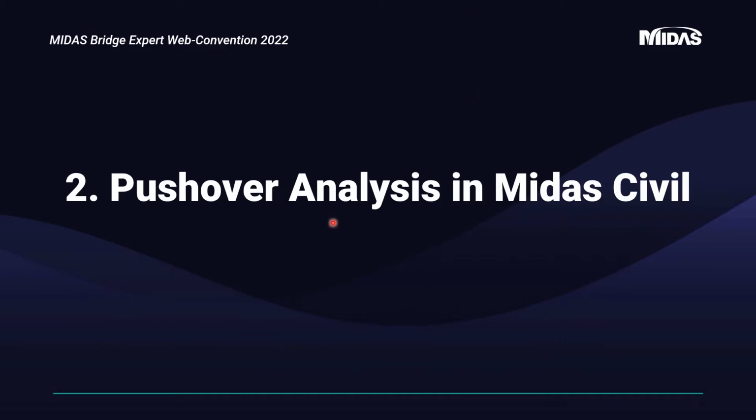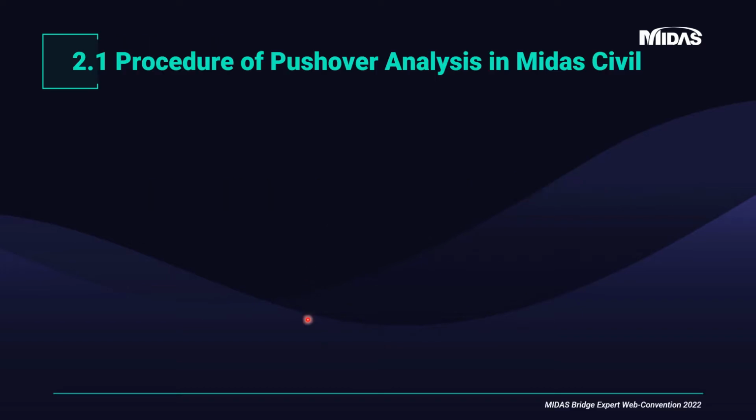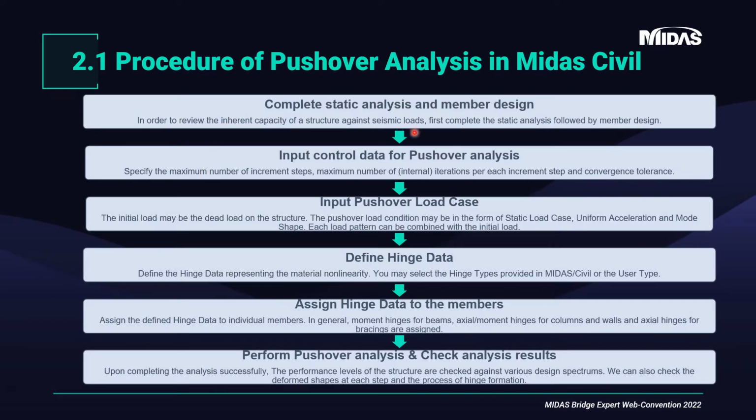From now on, we'll look at how we can perform the pushover analysis in Midas Civil software. So the procedure of pushover analysis in Midas Civil software is fairly simple. So this is the flow chart describing the procedure. First, we start with the complete static analysis model where we completed the member design. Then we go to the pushover tab, we input the control data for the pushover analysis, like specifying the maximum number of increment steps, the iteration process, the convergence tolerance.